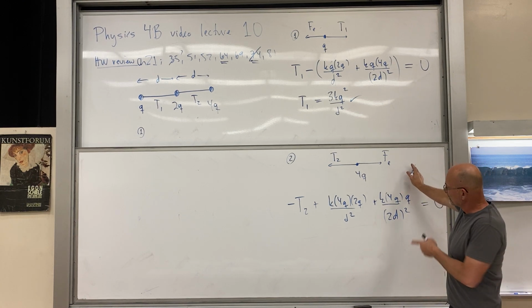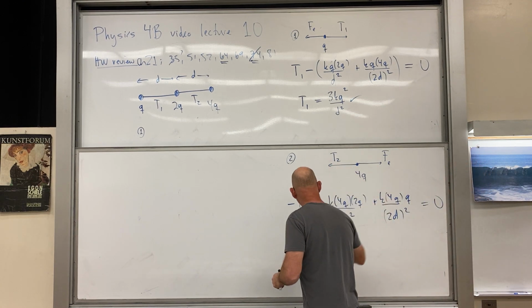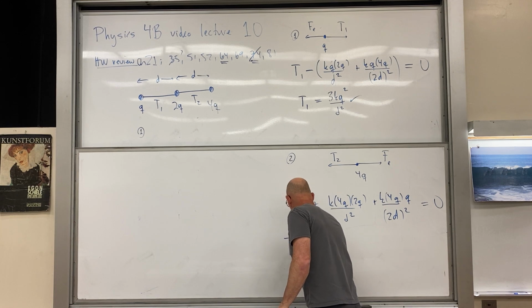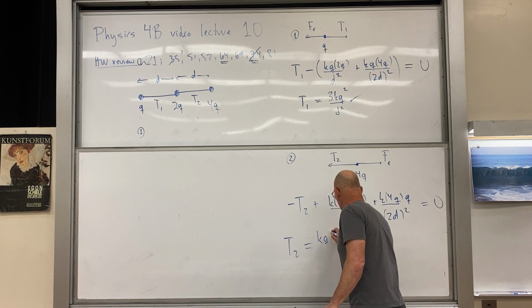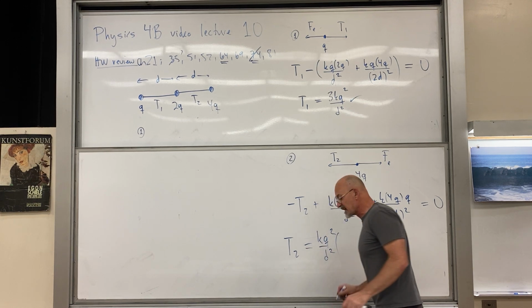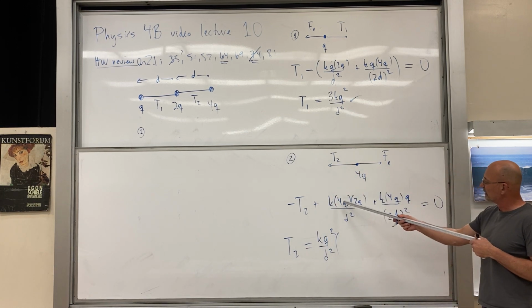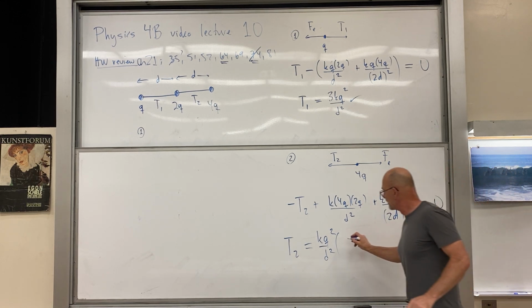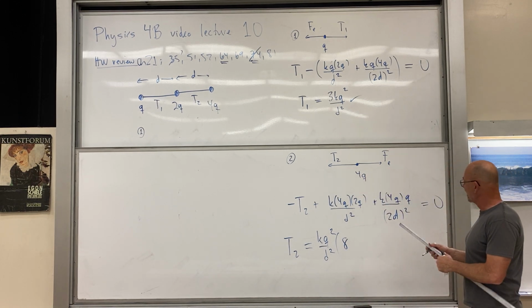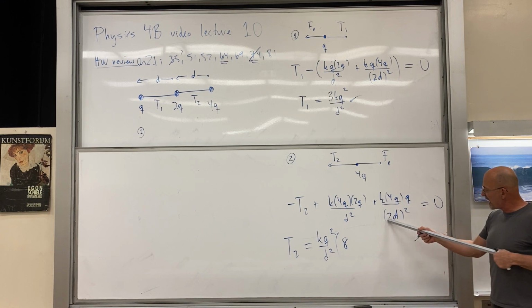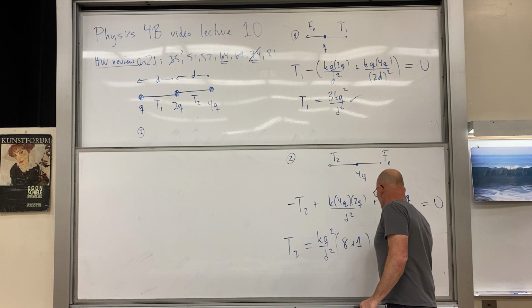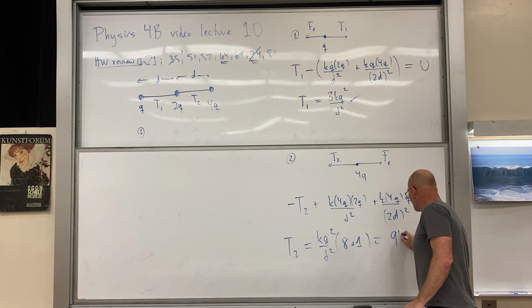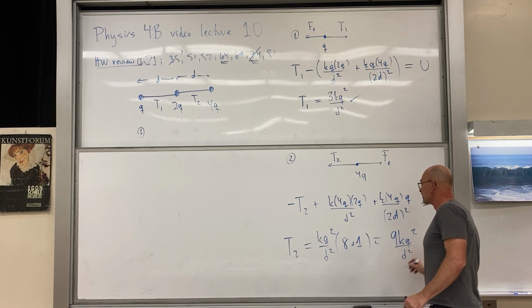Okay, vectors equals 0, so T2, bring that over the other side, see what happens. So T sub 2 is equal, you see again we're going to have K Q squared over D squared. We just got to pull out the factors here. Here we have 4 times 2 is 8. And here we have 4 divided by 2 squared plus 4 is 1. So we end up with 9K Q squared over D squared.